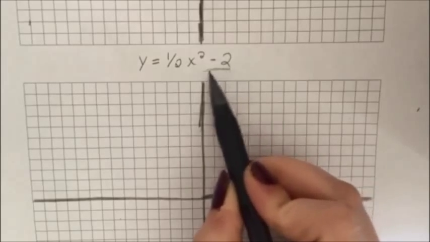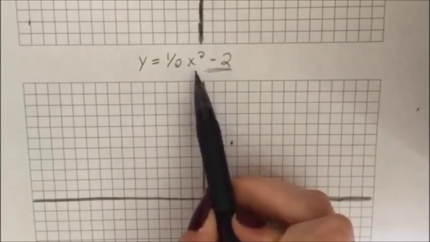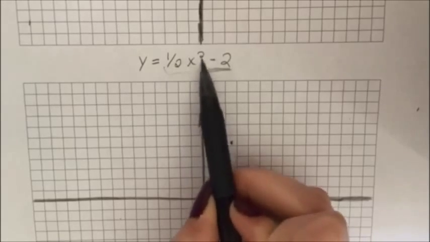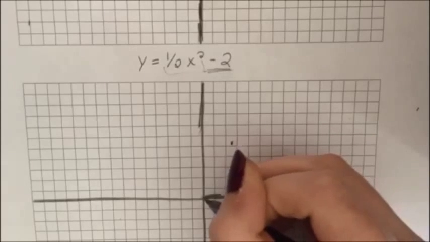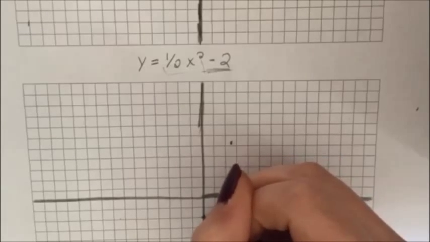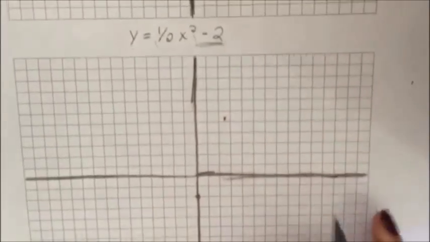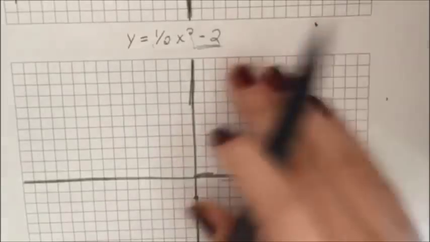Because this minus 2 is not inside of the function, but outside of it, it becomes a shift down 2. So this would be our new starting point.